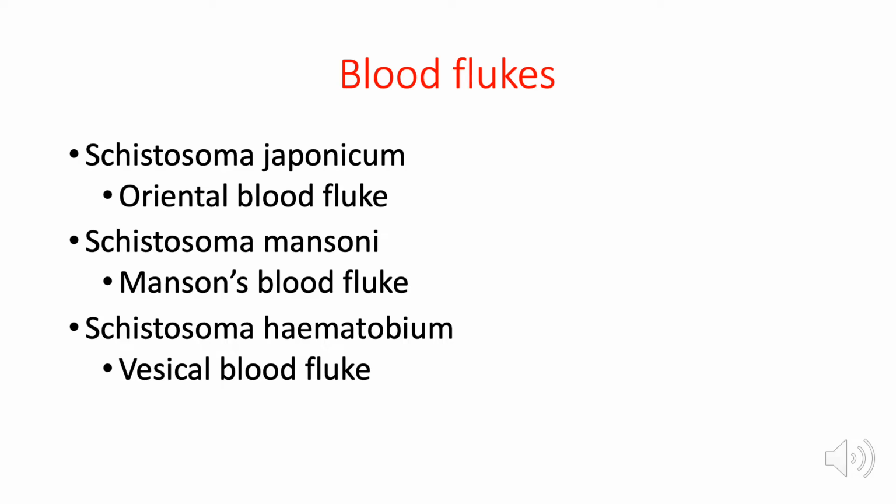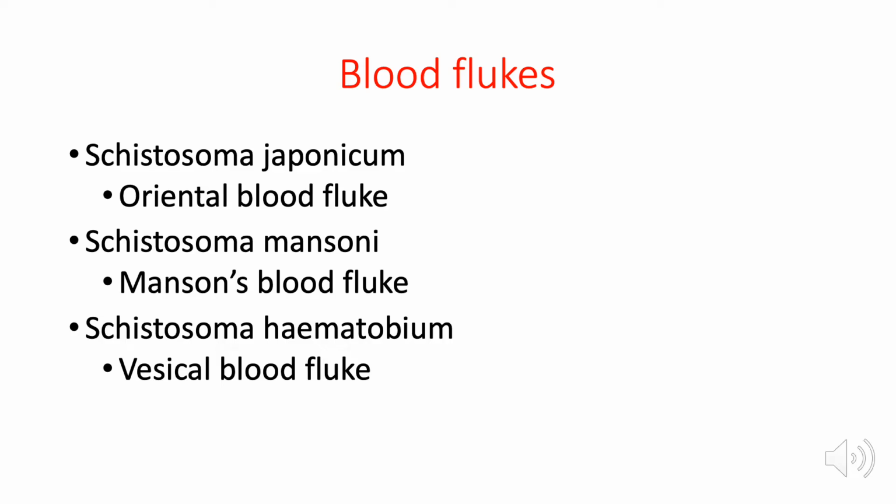And these are our blood flukes, and they are all under the Schistosoma species. We have the Schistosoma japonicum, Schistosoma mansoni, and Schistosoma hematobium. At this point, we will be discussing their common names. Let's start with Schistosoma mansoni. It's easy to memorize its common name because it is derived from the species name of the worm, Manson's blood fluke. And then, we will be discussing Schistosoma hematobium.